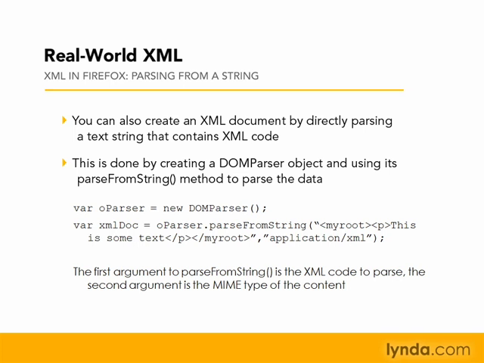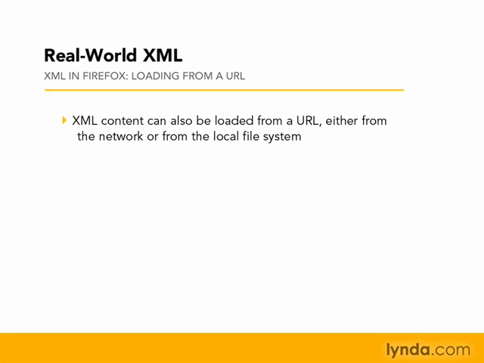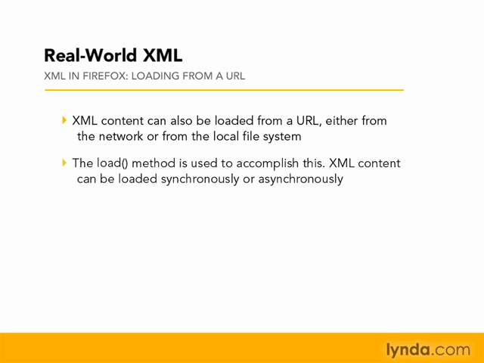The only difference here is that we're creating it from a string rather than using the DOM methods to create the tags. We're not done yet, however. There's other ways to get hold of XML documents. You can load XML content from a URL, and this can either be from the network or from the local file system, which is useful when you're building your application and debugging it. The way that you do this is by using the load method. And XML content can be loaded either synchronously or asynchronously, and we'll look at both examples.